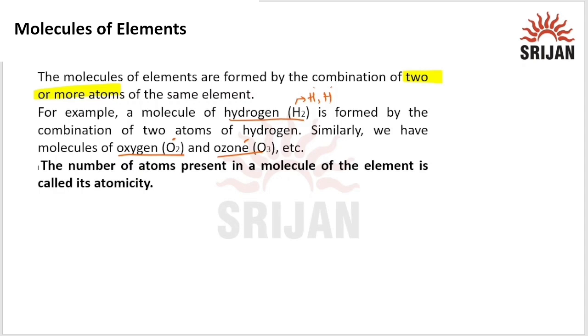The number of atoms present in a molecule of the element is called its atomicity. For example, there are two atoms of hydrogen, therefore its atomicity is 2. In oxygen, the atomicity is 2. In O3, ozone, it is 3. Similarly, sulfur exists as S8. Here there are 8 sulfur atoms, therefore the atomicity is 8.